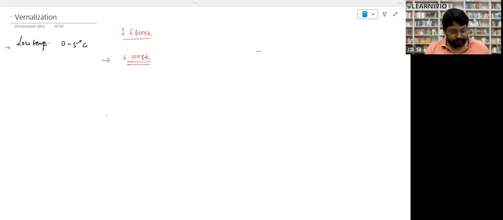You can write it down. Vernalization is the process in which we give a temperature shock of 0 to 5 degrees centigrade.